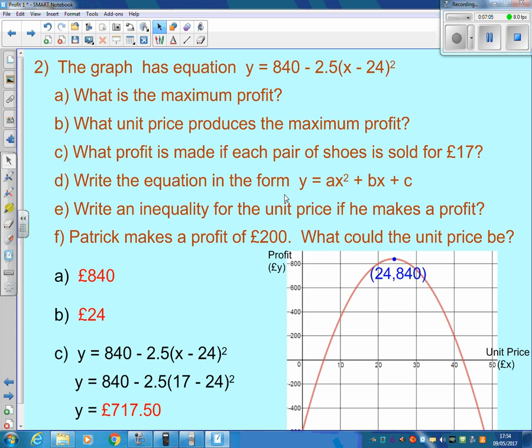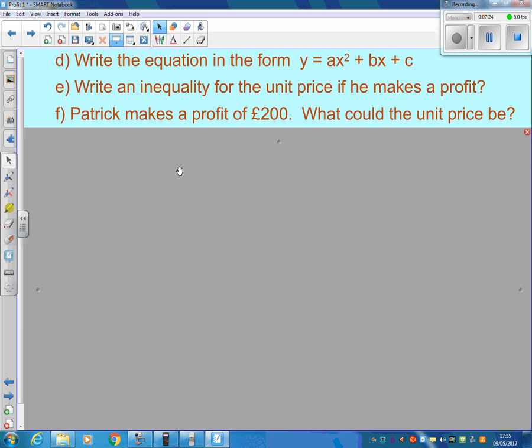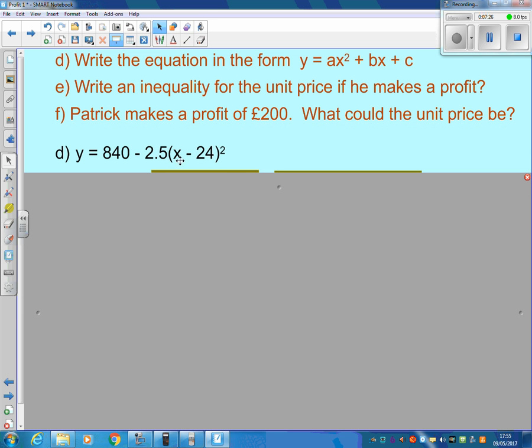Now what we have to do is rearrange this equation into a different form. This is quite tricky, so we're going to do it on the next page. We're going to start with that equation, and we want to turn it into something like that. So we start with y equals 840 minus 2.5 (x minus 24) squared. If I want to turn this into this type of form, I'm going to do it in steps because that makes it easier. So I'm not going to look at the whole thing. I'm going to start just by looking at the (x minus 24) squared.